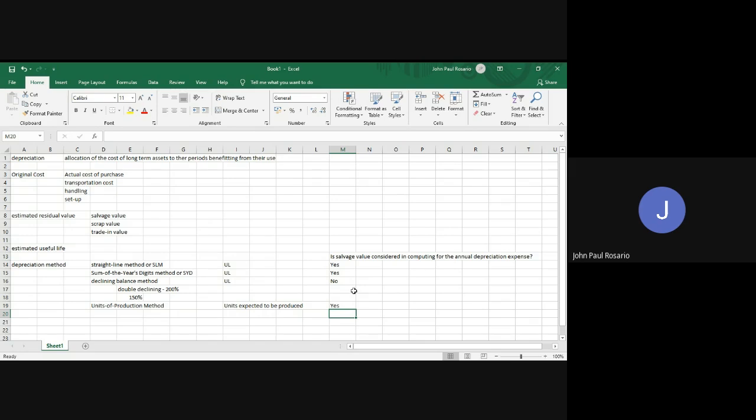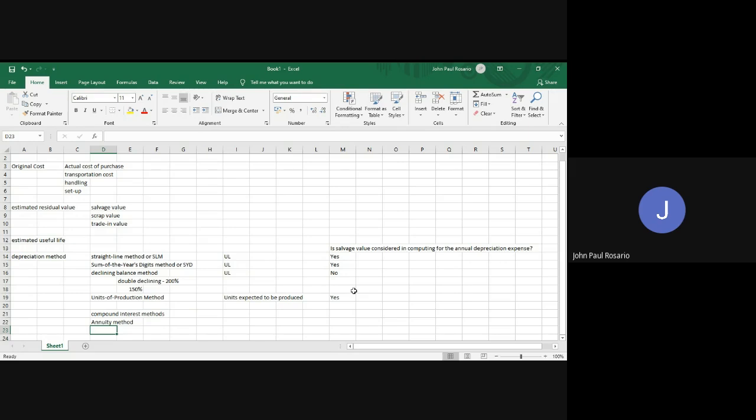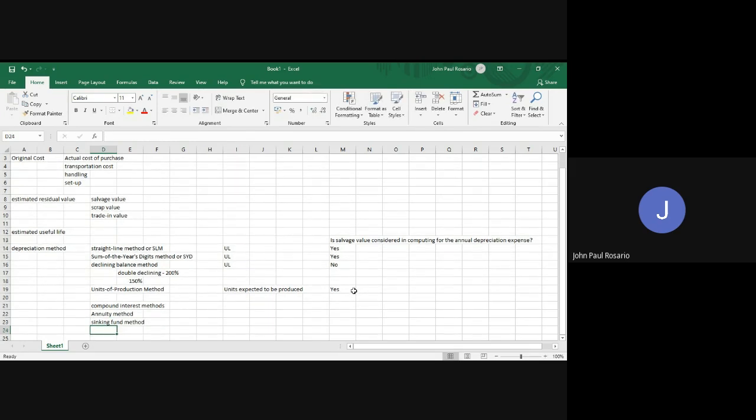I think that's just it. By the way, aside from these four, we also have the compound interest methods, which are the annuity method and the sinking fund method. Since in accounting we will only be using these four, I will only be covering these four depreciation methods.